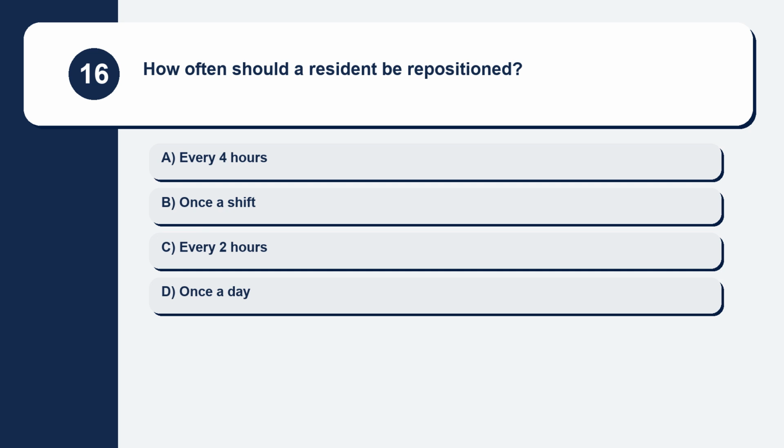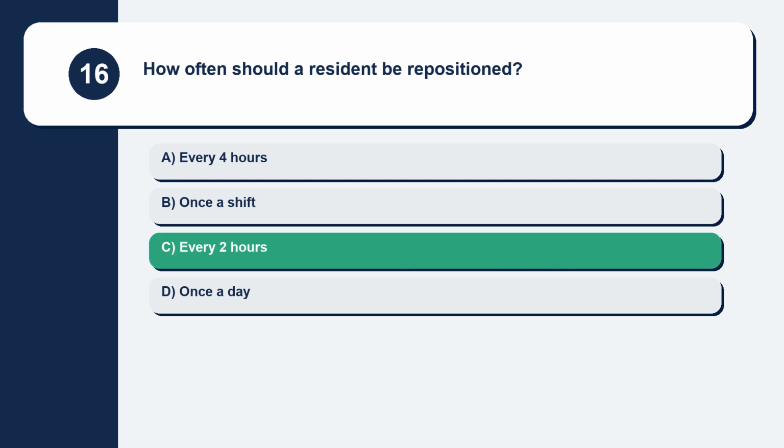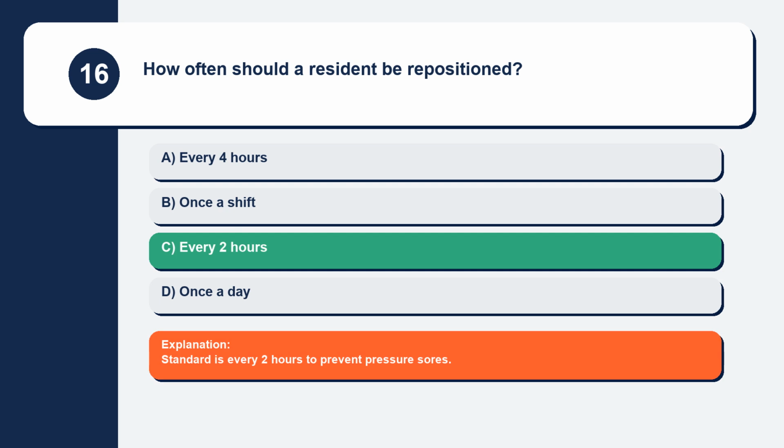Question 16. How often should a resident be repositioned? Every 4 hours, once a shift, every 2 hours, once a day. Answer: every 2 hours. The standard is every 2 hours to prevent pressure sores.